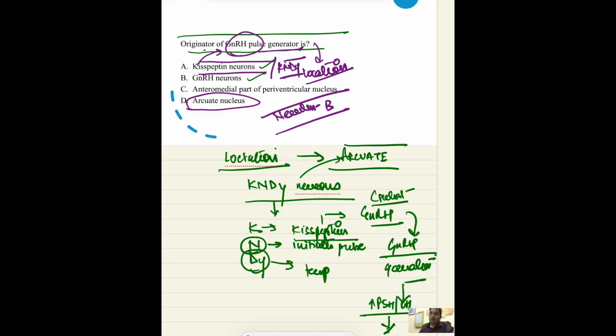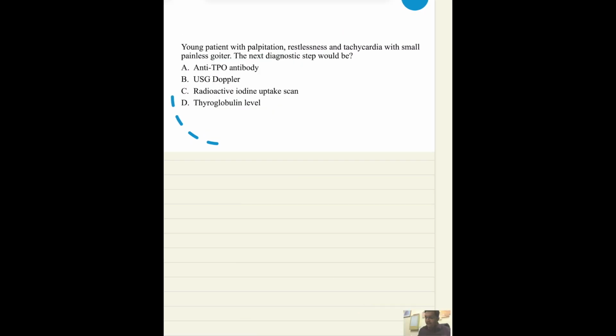So in recall there might have been some issue, but even kisspeptin neuron seems to be the more correct answer as compared to the arcuate nucleus, which merely is the location, but it does not cause the initiation. The initiation is caused by the KNDy neurons, specifically neurokinin B, followed by GnRH cell stimulation by the kisspeptin, and then the pulse termination by dynorphin. On to the next question.